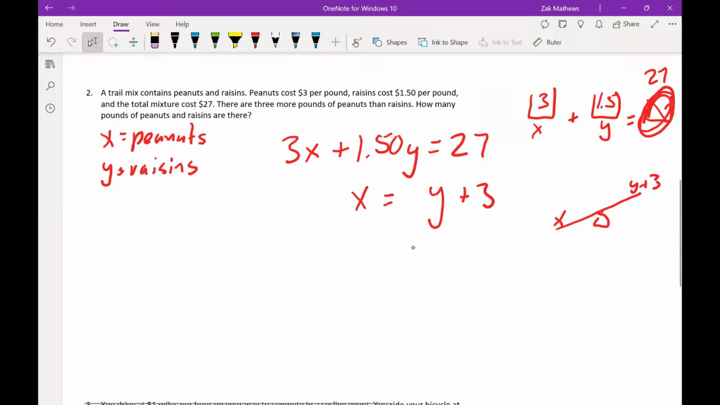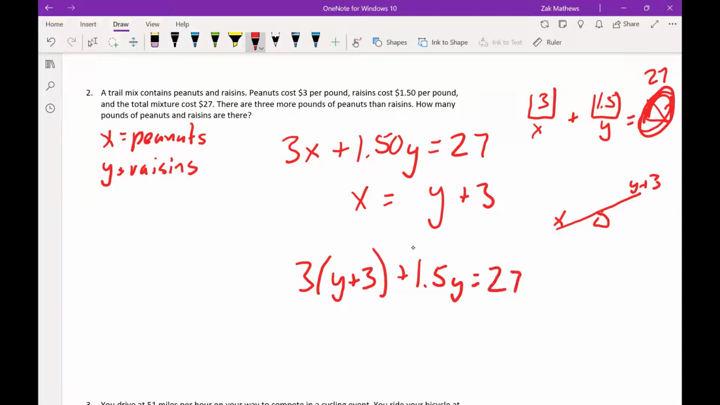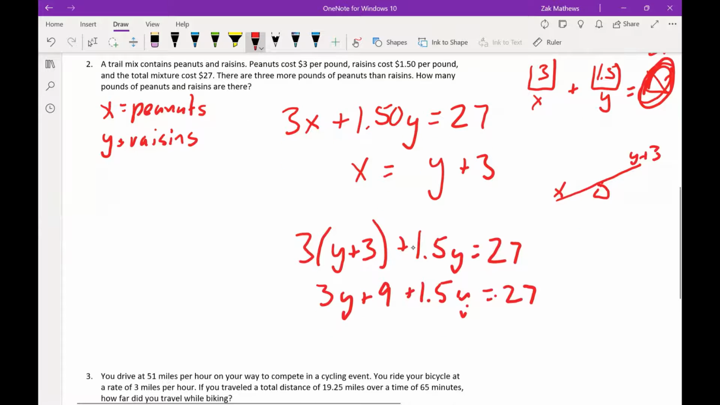In this case, because of the way I have it set up, I think substitution is going to be the easiest. So I'm going to take the y plus 3 and plug it in for the x. So 3 times y plus 3, plus the 1.5y, is equal to 27. I distribute: 3y plus 9 plus 1.5y equals 27. I combine my like terms, so I get 4.5y. I subtract the 9 over: 27 minus 9 is 18. When I take the 18 and divide it by 4.5, I get 4.